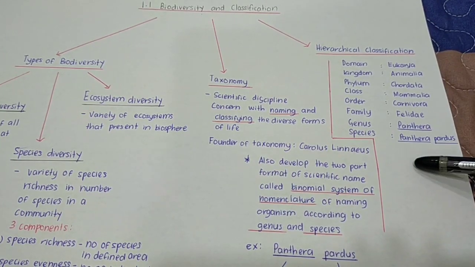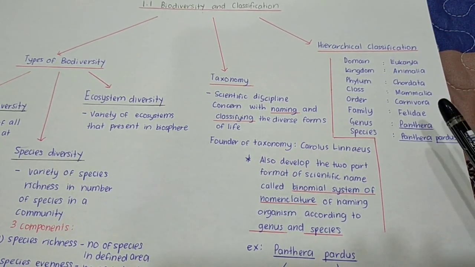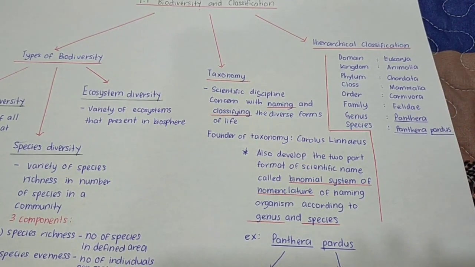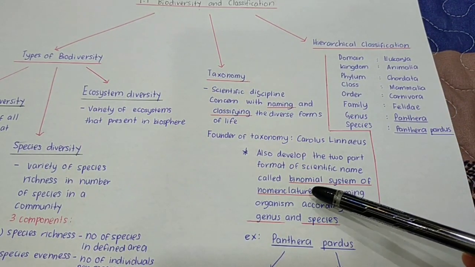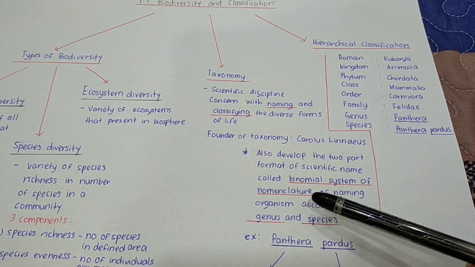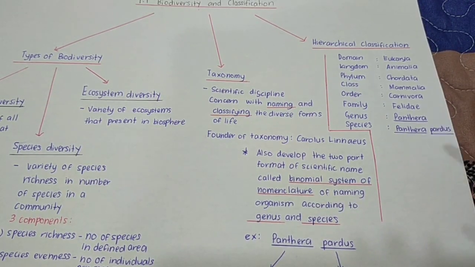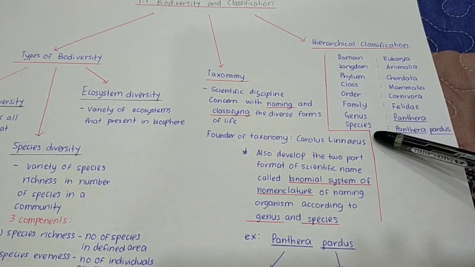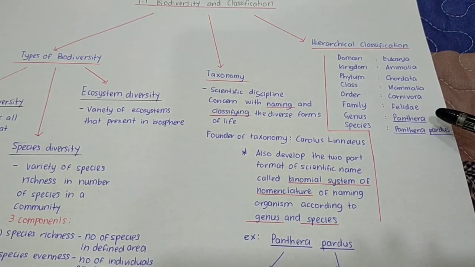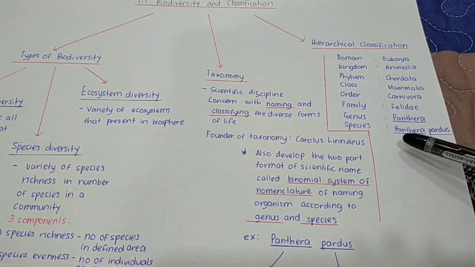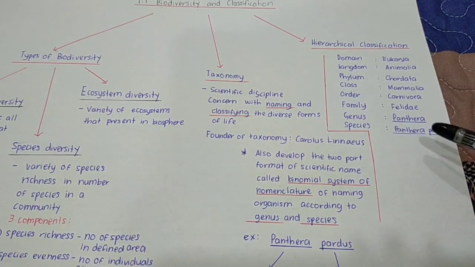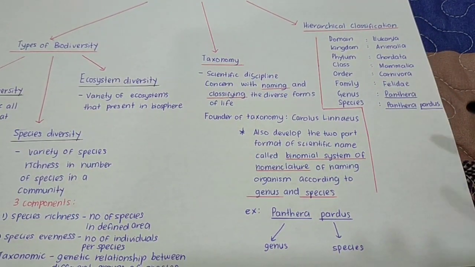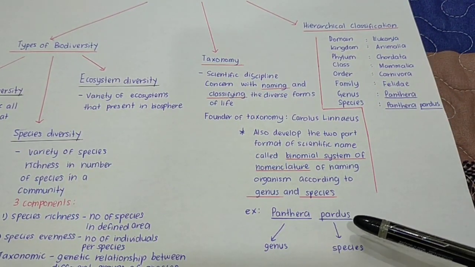Okay, so yang ni yang saya katakan tadi. So kalau kita tengok based on how we naming the organism. Okay, so yang ni kita panggil sebagai binomial system of nomenclature, which is we name the organism according to its genus and species. So this is genus, this is species. So the genus for this organism is Panthera, the species is pardus. So that's why, okay, what is the name of this organism? We call as Panthera pardus.